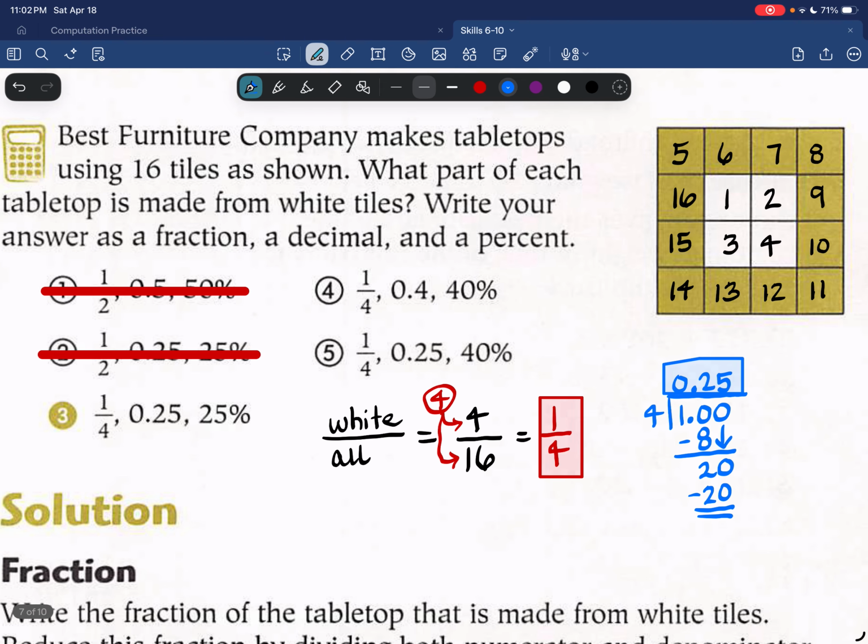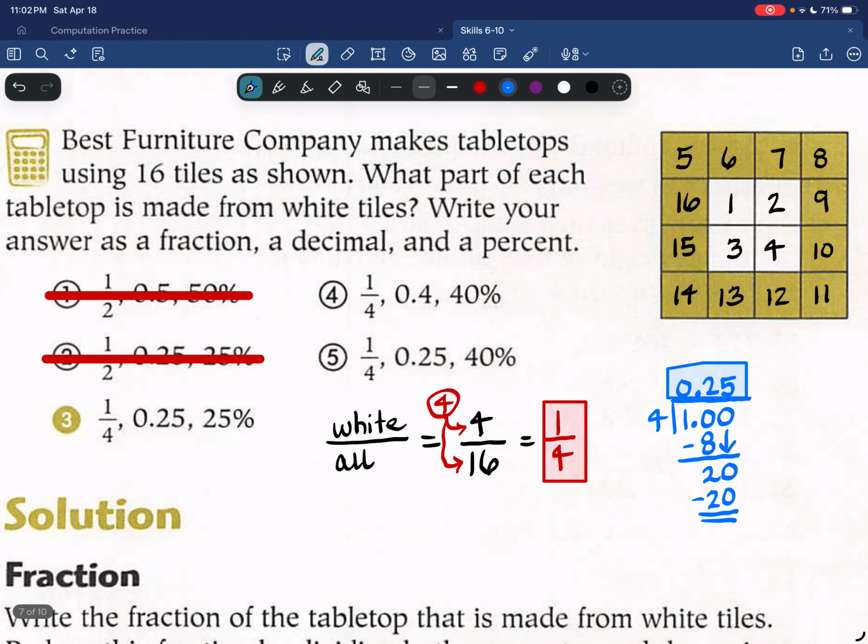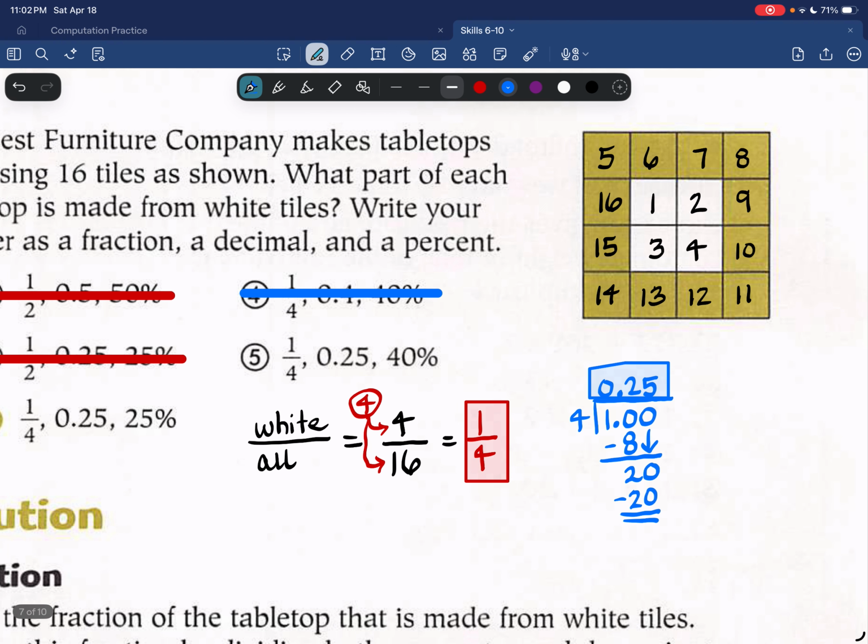So we could eliminate 4 and 5 on the basis of that. We have, no, I'm sorry, we can't eliminate 5. We can eliminate 4. So we have it now down to 3 and 5. It's 1/4 and 0.25. The last thing we have to do is find the percent.